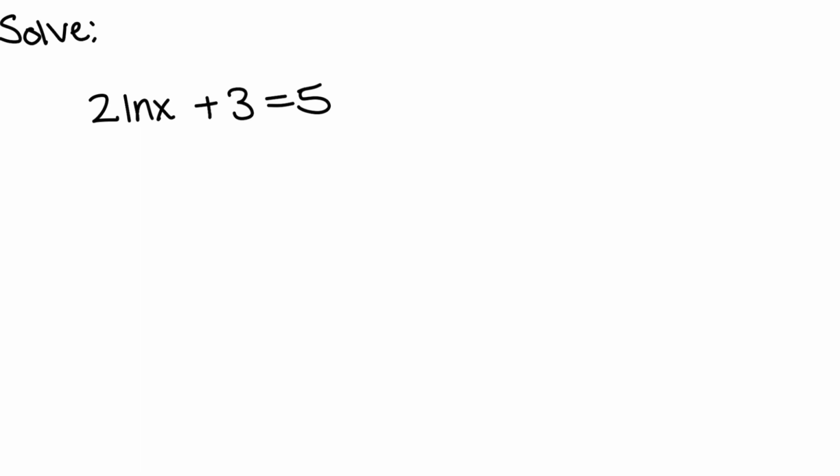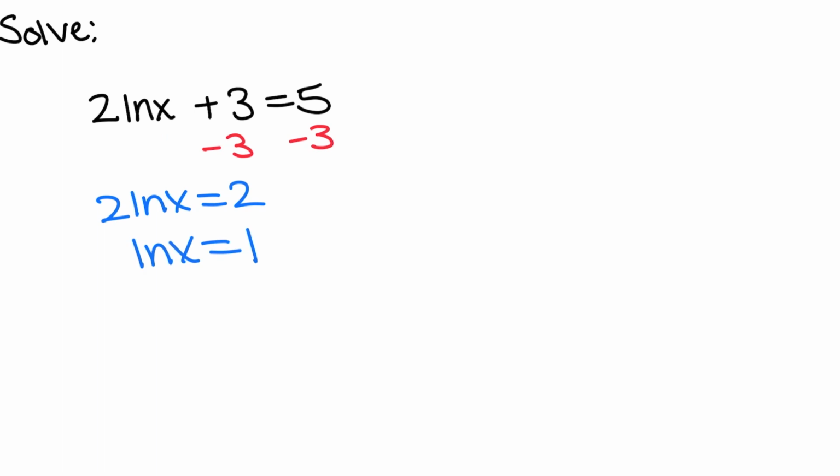Now let's move on to solving equations that involve logs. One method is to isolate the log, get the log by itself, and then put in exponential form. So I've got the equation 2 natural log x plus 3 equals 5. So I'm going to try to get this natural log x by itself. To do that, I subtract 3 from both sides. That gives me 2 ln x equals 2. Divide both sides by 2, so natural log x equals 1.